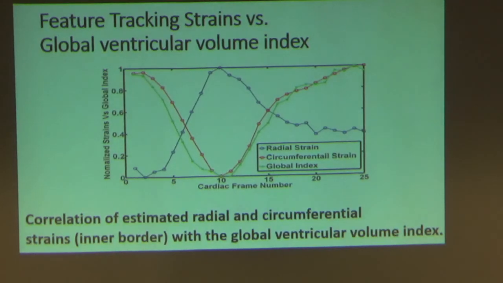And then showing here, plotting, for instance, the circumferential strain versus the ventricular volume, you see that those data actually overlap. Okay.